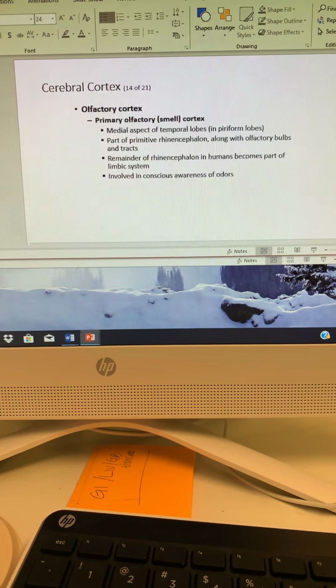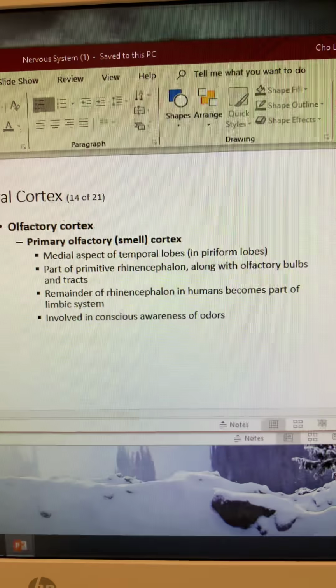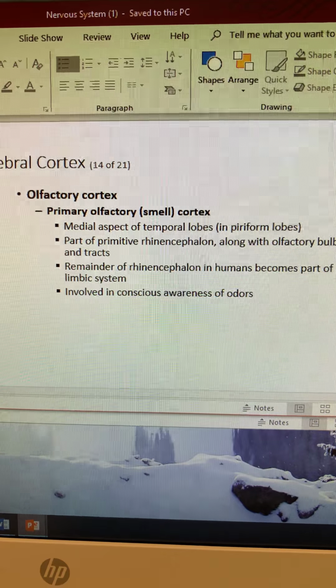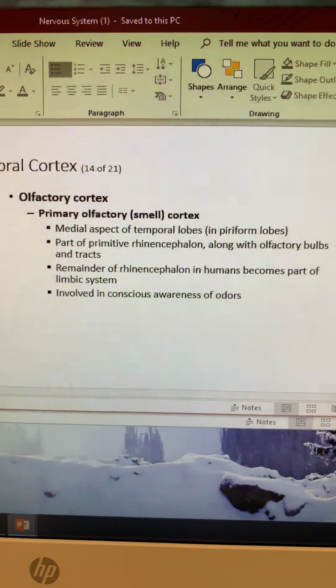The limbic system has to do with memories, emotions, and things of that nature. This is why certain smells are so critically and intimately related to the sense of smell.